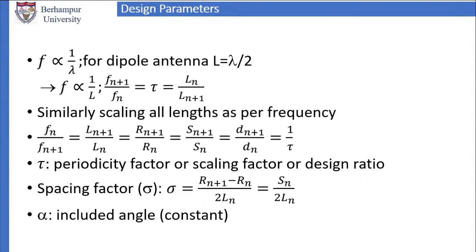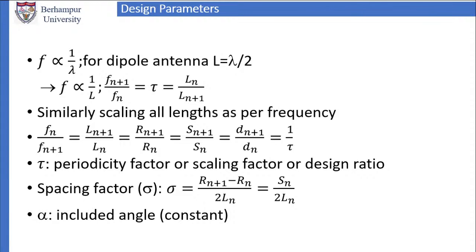Similarly, scaling all lengths as per frequency, we will get Fn by Fn plus 1, that is equal to Ln plus 1 by Ln, that is equal to Rn plus 1 by Rn, that is equal to Sn plus 1 by Sn. Sn is the separation between elements, and that is equal to Dn plus 1 by Dn, the diameter of each dipole element, that is equal to 1 by tau, because Fn plus 1 by Fn is equal to tau, Fn by Fn plus 1 is equal to 1 by tau.